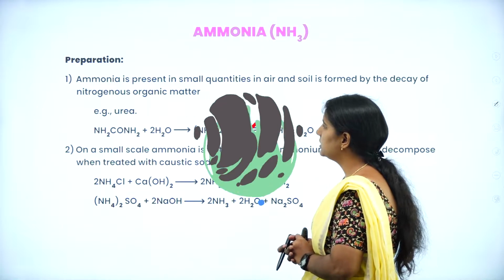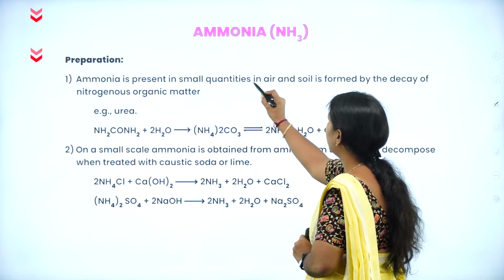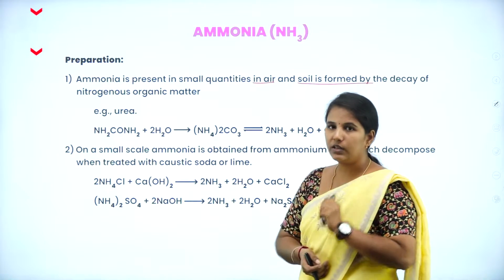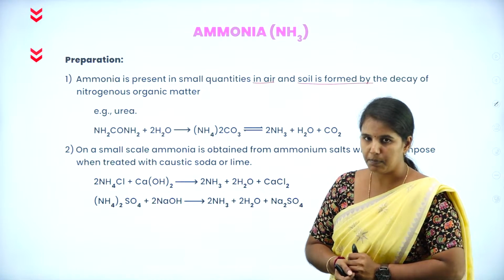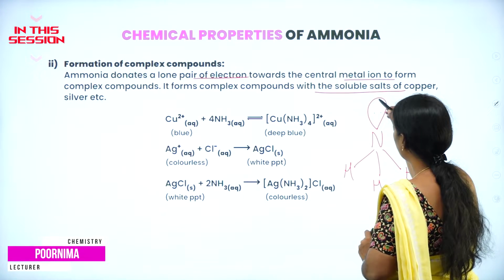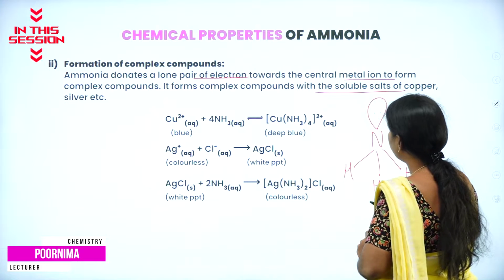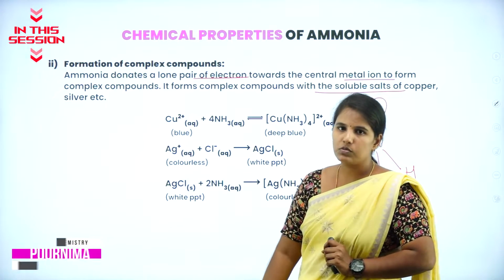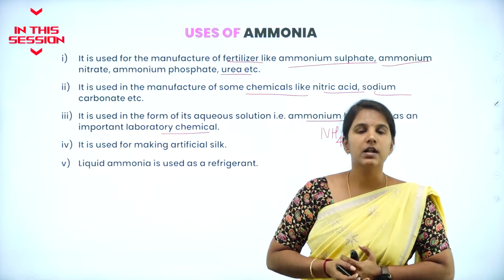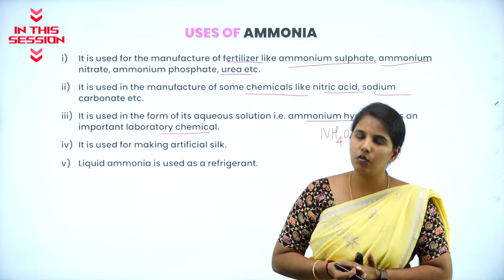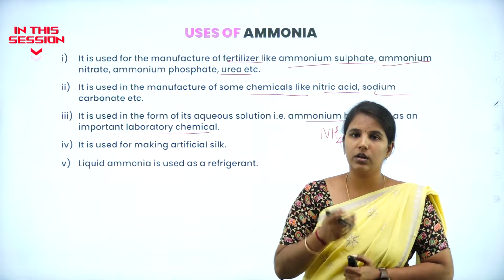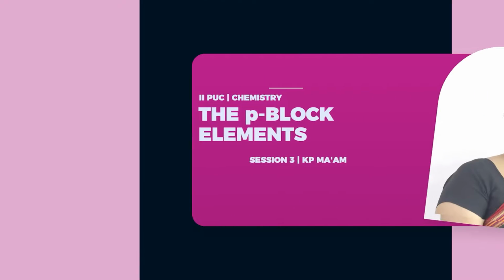The ammonia is present in small quantity in the air and the soil, which has been formed by decay of nitrogenous organic matter. It consists of one lone pair of electrons and three bond pairs of electrons. This lone pair of electrons will be pulled towards the nitrogen atom, thereby it forms a complex compound in the ammonia. In every analysis, we are using ammonium hydroxide as one of the common chemicals, where the ammonia has been dissolved in water to get ammonium hydroxide.